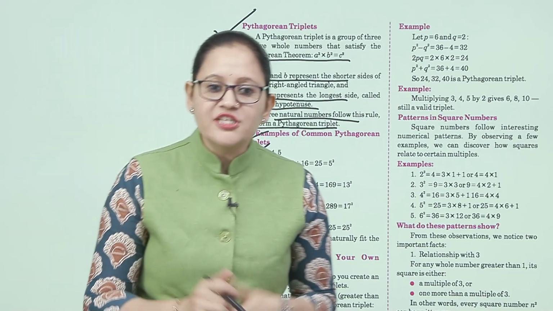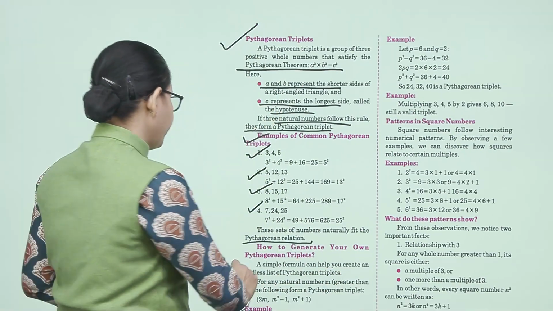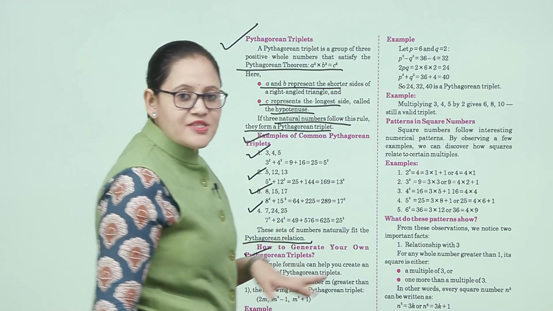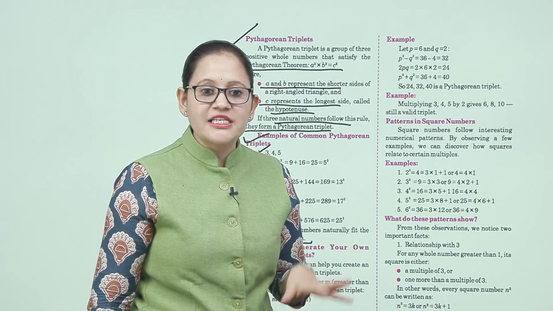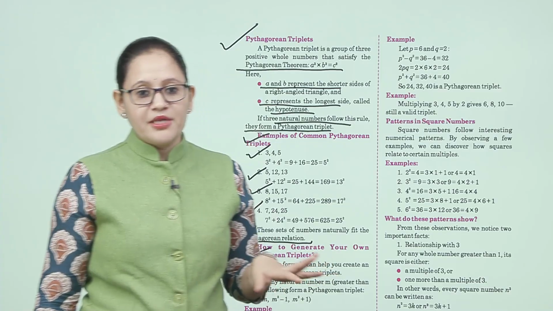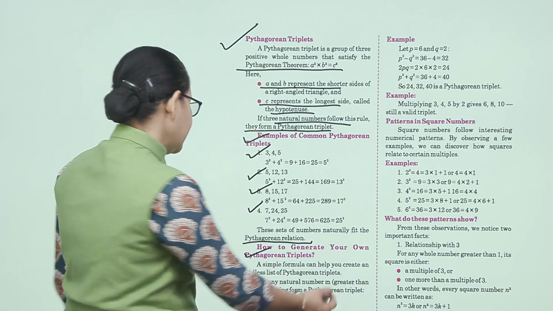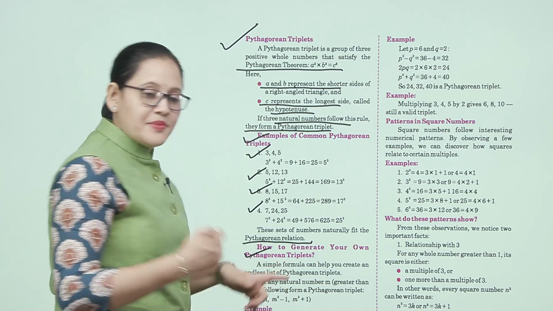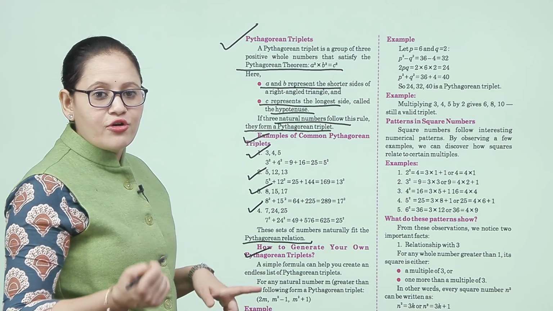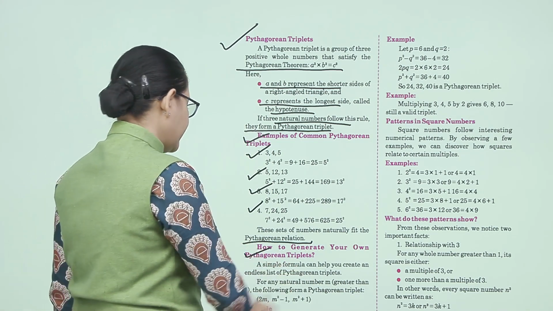Next is how to generate your own Pythagorean triplets. The simplest formula can help to create an endless list of Pythagorean triplets for any natural number m that is greater than 1. The number should be greater than 1 for the following form of Pythagorean triplets.